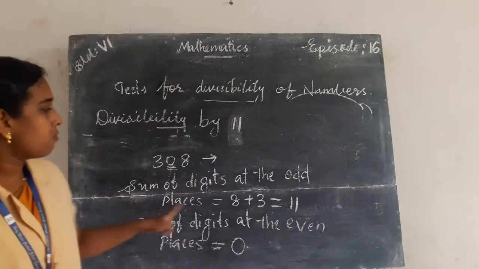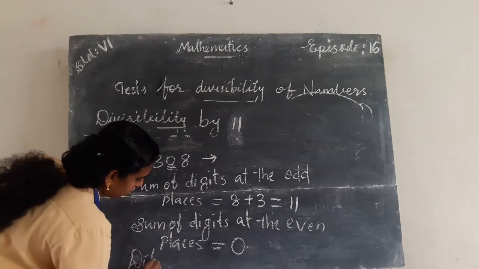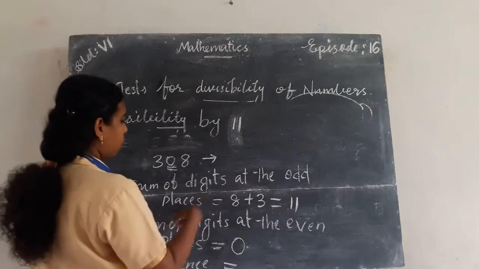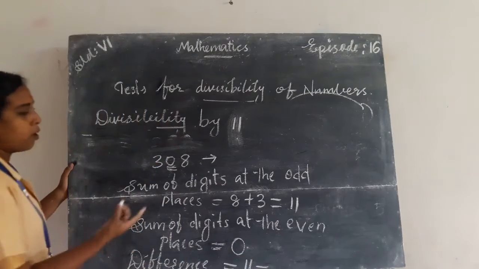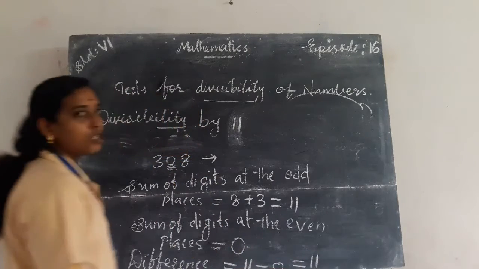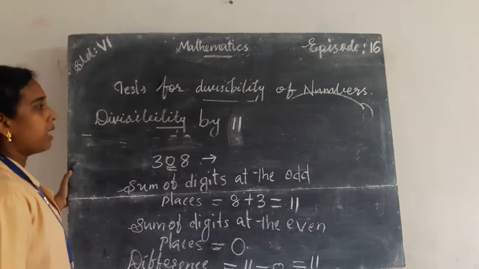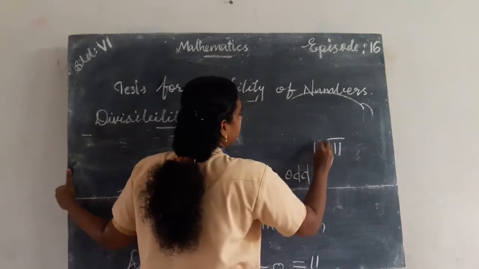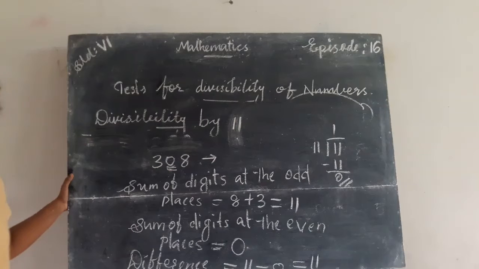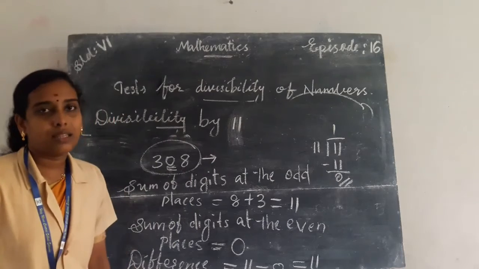So we take the difference of 11 and 0. The difference between the sum of digits at the odd place, that is 11, minus the sum of digits at the even place, that is 0. So we get 11 minus 0, which is 11. So is 11 divisible by 11 or not? 11 divided by 11, we get 1, 1 into 11 is 11, 11 minus 11 is 0. So we can say that 11 is divisible by 11. So this number is also divisible by 11.